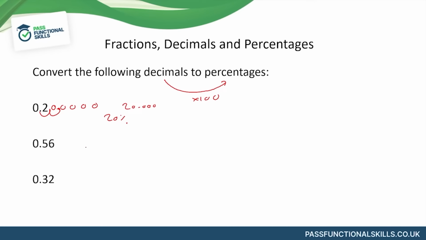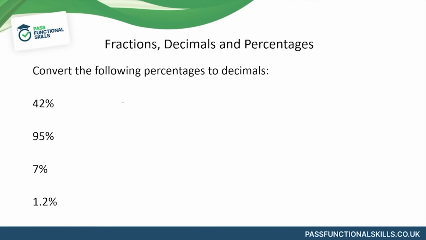0.56 multiplied by 100. If you've only got 2 digits, then this is the percentage amount here. In fact, we could have just put 1 0 on and just got 20%. So this is 56%, 0.32, 32%. So it's as straightforward as multiplying by 100, as you can see. To go from percentages to decimals, we're doing the opposite, which is dividing by 100. So 42%, 0.42. 95%, 0.95.